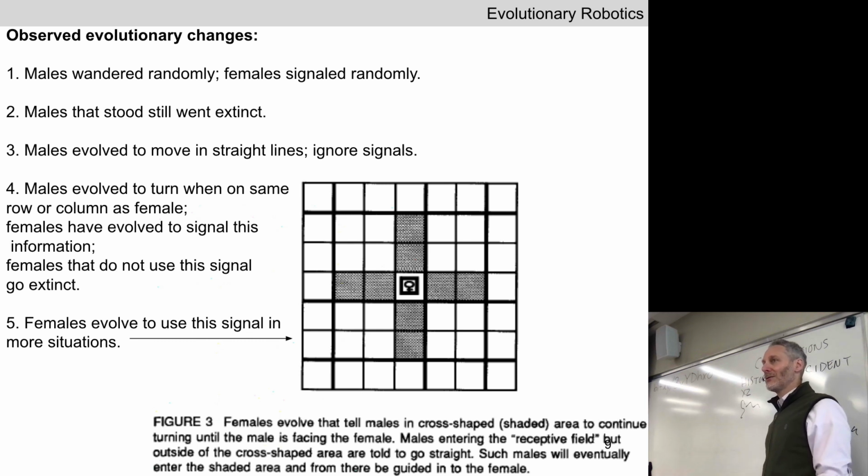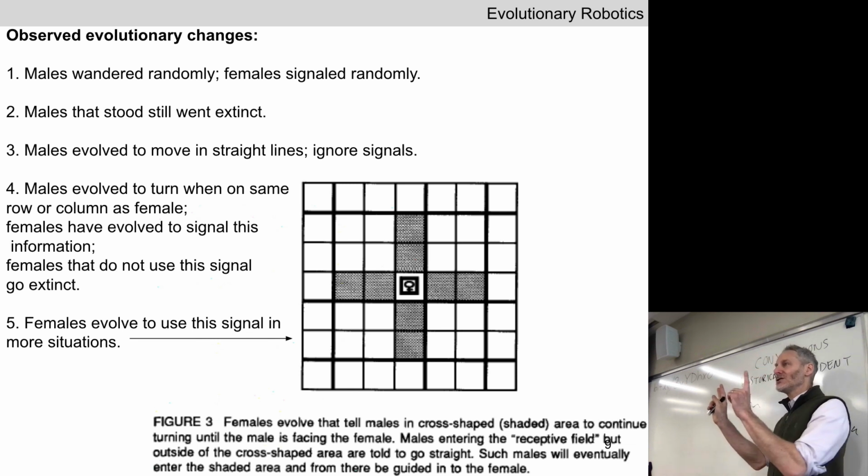Left, forward. The male is facing this way. So left, male's facing north. She sings left again. The male is facing west. She sings left a third time. Now the male is facing south, and now she sings go forward, right? In theory, you can get away with two symbols in this language.